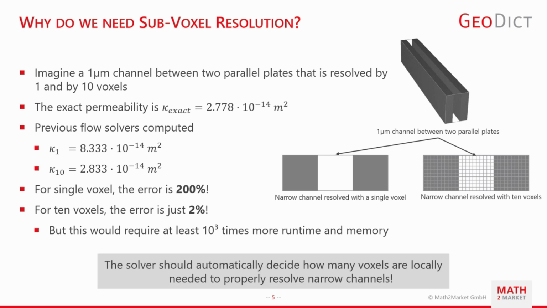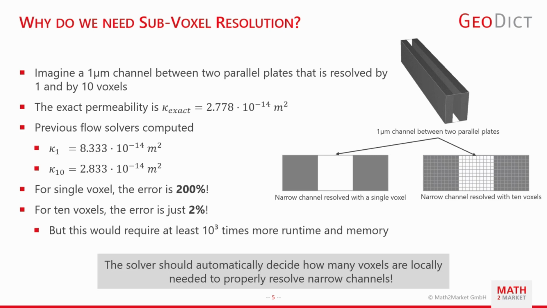Let me give you another example. Imagine a 1D pipe. You have 2 parallel plates, and for such a simple structure, you can compute the exact permeability. So for a channel with 1 micrometer gap, you know the exact permeability. Here it's like 2.7 times 10 to the power of minus 14. And if you resolve this structure with just one voxel, then the computed permeability is 8.3, so you have an error of about 200%.